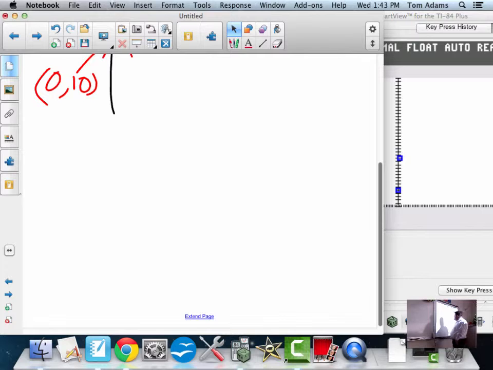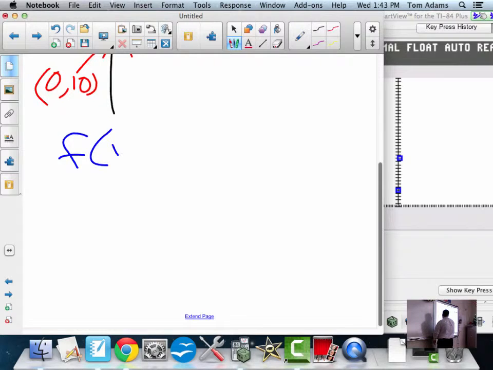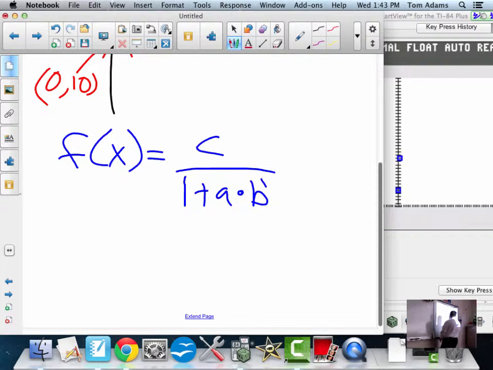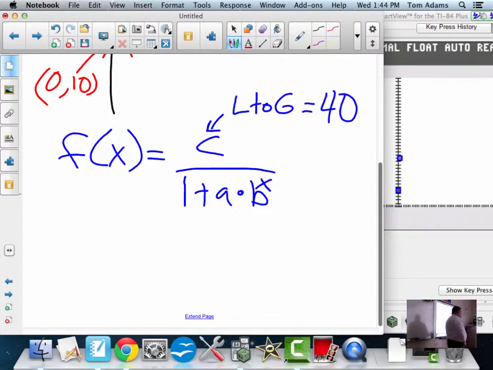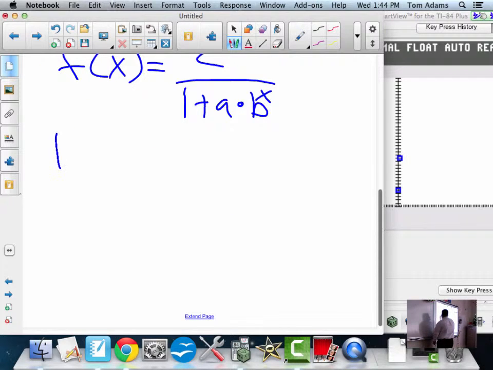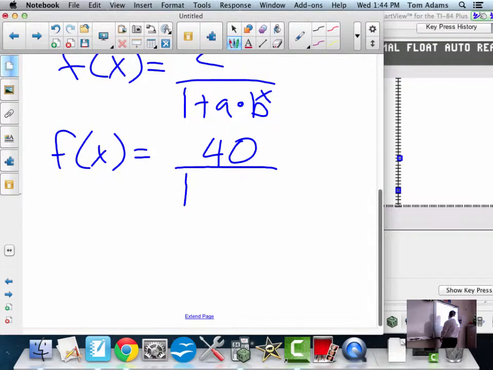All right, so you guys may not remember this because I just taught it to you. It's the first time you saw it about 2 minutes ago. But we said that a logistic model is f of x is equal to c over 1 plus a times b raised to the x, right? We also said that c was the limit to growth, which was 40, right? Is that true? Yeah. All right. So I'm going to write out each step. So that means that f of x should be 40 over 1 plus a times b raised to the x, right?